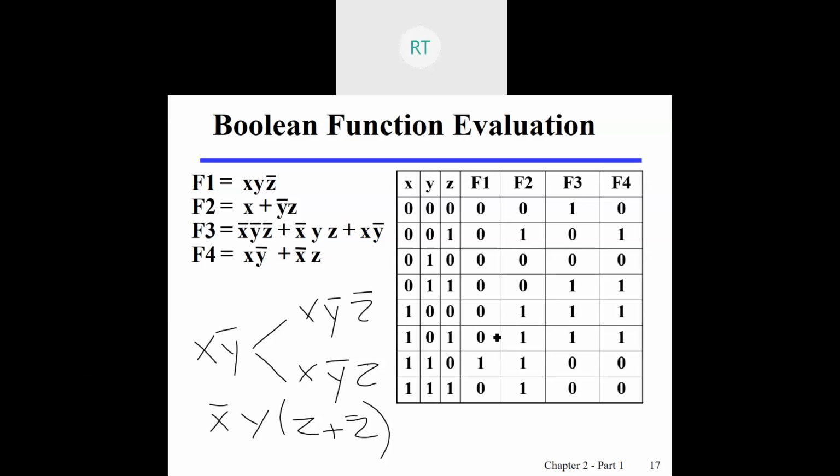Okay, F2 is you have X, so you check where X is equal to 1, you fill them. So this is 1, 1, 1, 1, because X is equal to 1, and 1 or anything is a 1. The second case is Y bar Z. Y bar Z is going to be 0 and 1. What about x? It could be 0, 0, 1 or 1, 0, 1. So these are the two cases where x is equal to 0 once and x is equal to 1 in the second type.